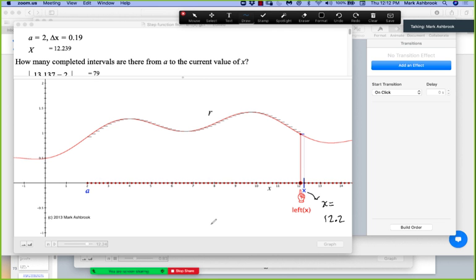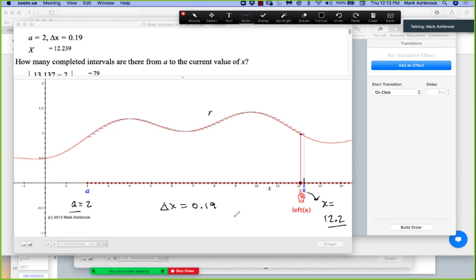How many completed intervals do we have? Too many for us to try and count. Yes, right answer. Too many, right? We might be able to do it, but yuck, who wants to do that, right? But I still need to figure it out. How many completed intervals? All right, so I've got a equals 2, and I've got x equals 12.2, and my delta x is 0.19.